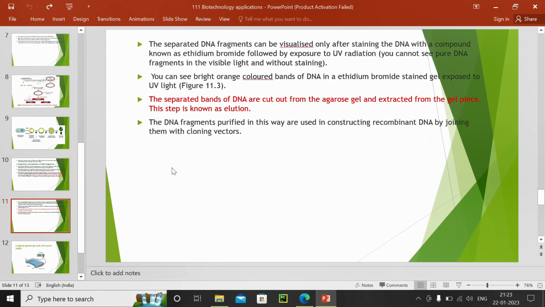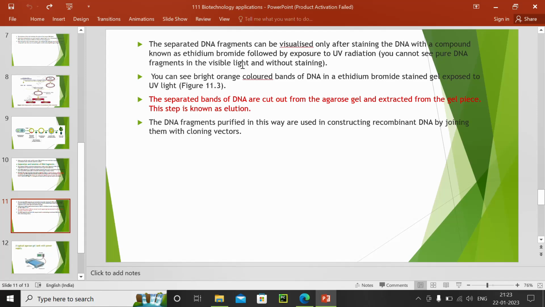So separated DNA fragments can be visualized only after staining the DNA with a compound known as ethidium bromide. It is very important to understand how the separated DNA gets visualized, because we can't see DNA; DNA is very minute, and with the naked eye we can't see the DNA molecule. Therefore, under the sieving effect of gel molecules, they move according to their size and shape, get separated, and are stained by ethidium bromide.